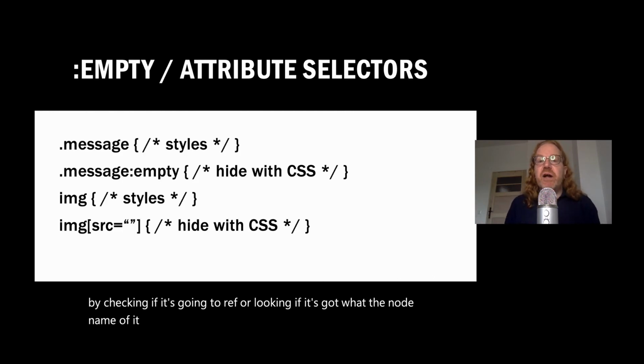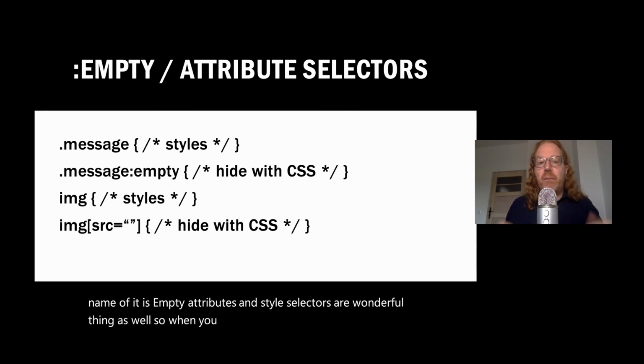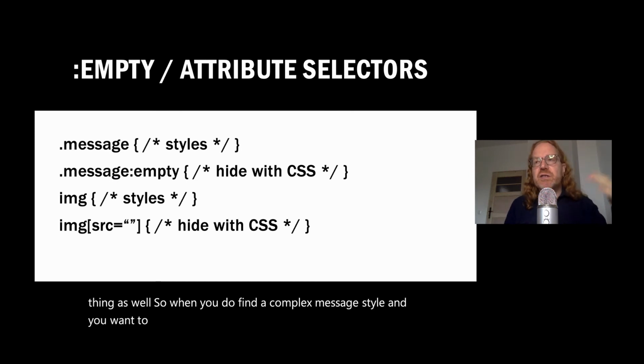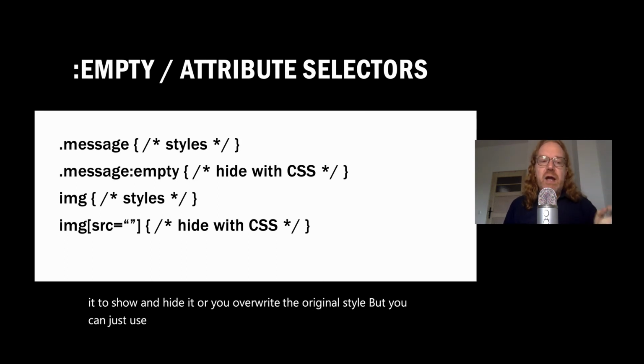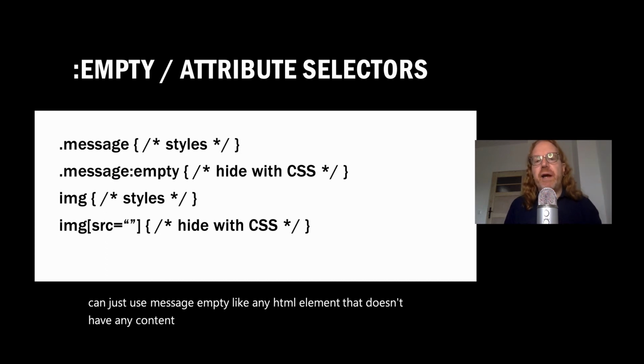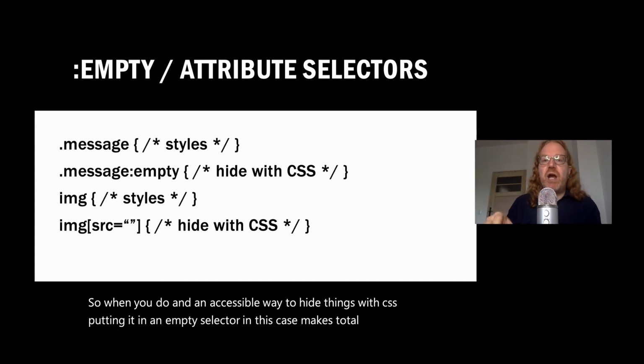Empty attributes and style selectors are a wonderful thing as well. So when you define a complex message style and you want to show and hide it, you normally just add another class to it to show and hide it, or you overwrite the original style. But you can just use message:empty. Like any HTML element that doesn't have any content, this CSS will be applied to. So when you do an accessible way to hide things with CSS, putting it in an empty selector in this case makes total sense. Same as you can check by attributes.